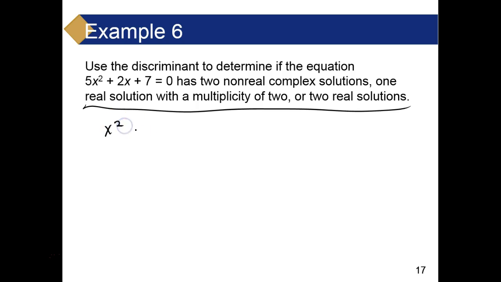x squared plus 22x plus 112 equals 0. It's just bigger numbers is all it is. So what would you do? How would you solve this problem? What would be your approach to it?